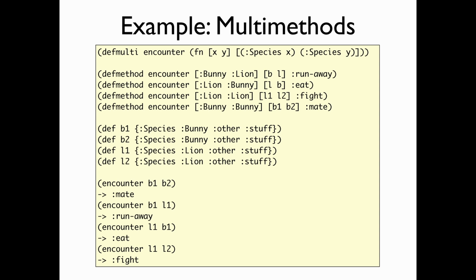Just define a function, or supply a function. Your function could be first. Your function could just be the keyword. Like if you just want to say dispatch on the species of one thing, I could have just put as my function :species, because that keyword is a function of whatever it's passed.